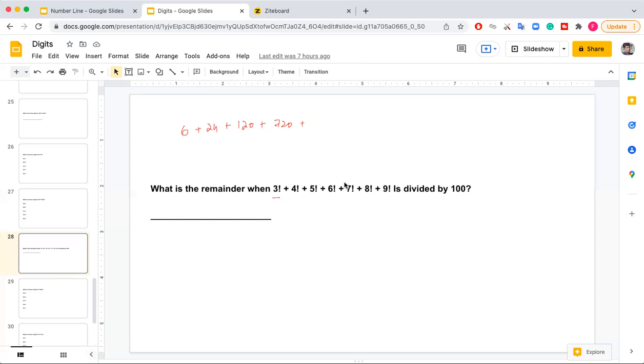Okay, so I'm asking, what are the last two digits of 8 factorial? 720 into 8. What is that value? The last two digits are 60.